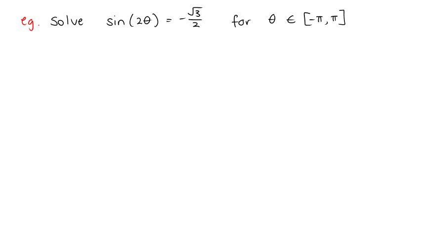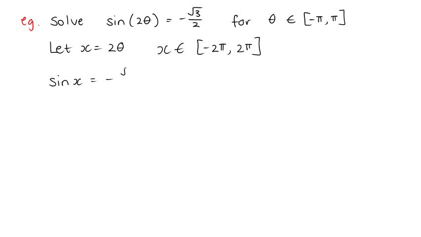So usually we've got sine x equals negative root 3 on 2. This time, instead of an x, we've got 2 theta. So let x equal 2 theta. Because that angle is being multiplied by 2, we're going to multiply our interval by 2 as well. So x is an element of negative 2 pi to 2 pi. We're going to work it as if it said sine x equals negative root 3 on 2.